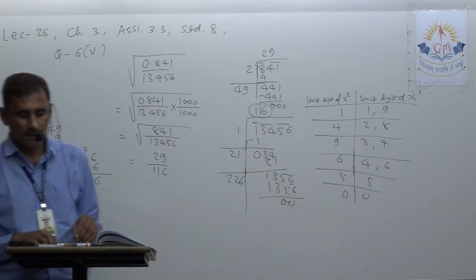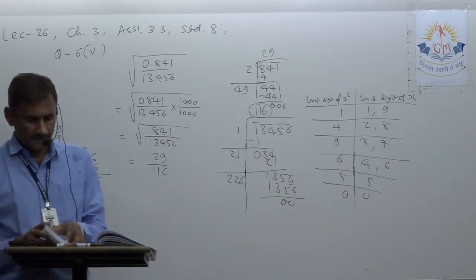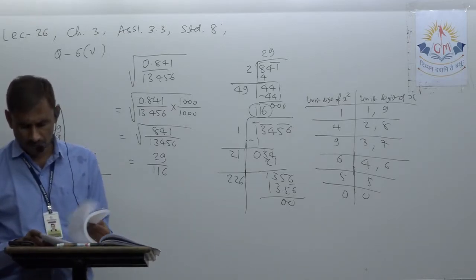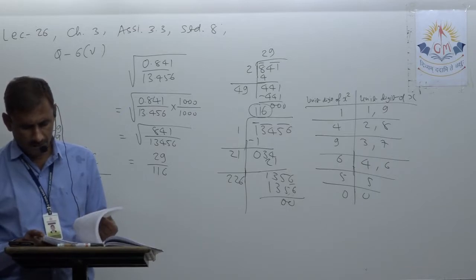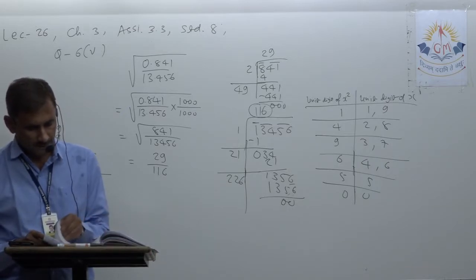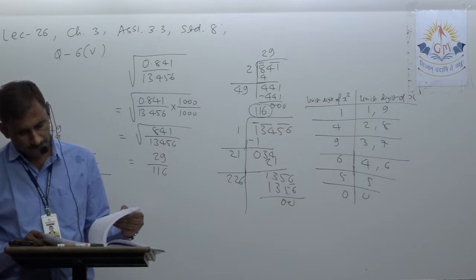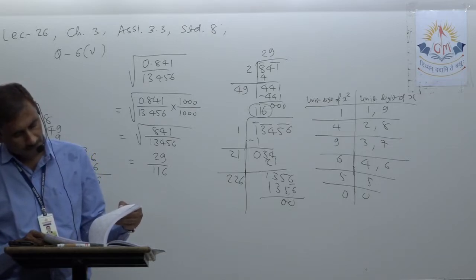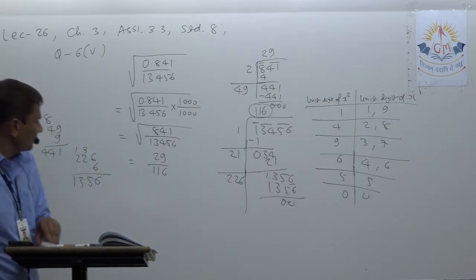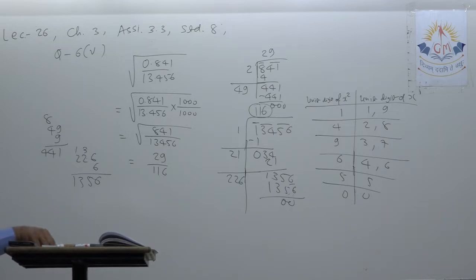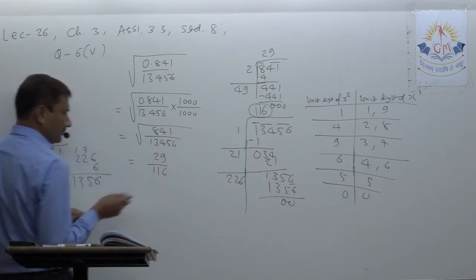116 is there. Now the answer is expected in decimal form. Okay, let's see how they have given the answer. They have given 0.25. So let's see here whether it is divisible or not.